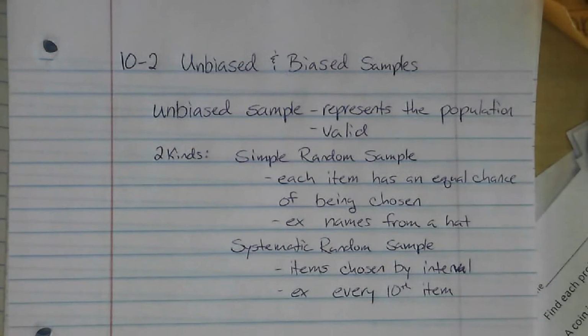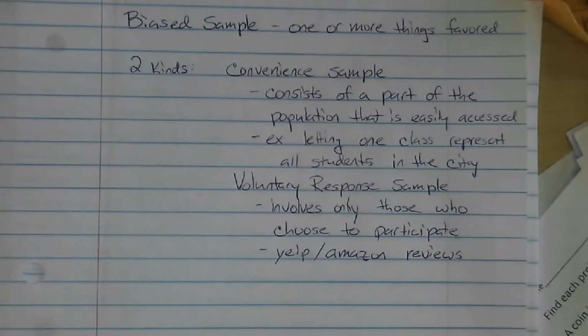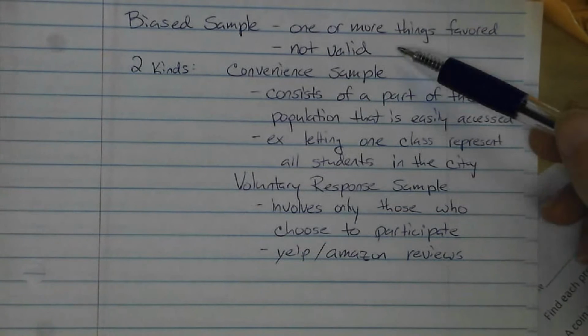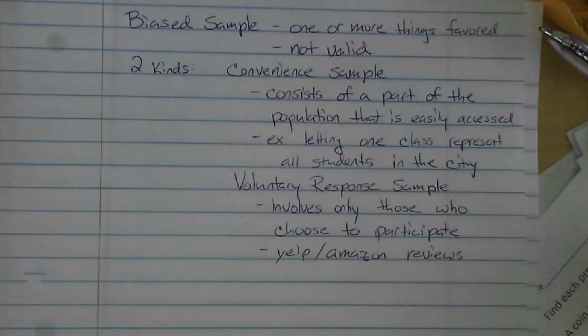Now let's take a look at biased samples. Okay, so next we're going to talk about biased samples. And biased samples are samples where one or more things were favored. Now, these are definitely not things that we like as far as statistics are concerned, and generally we consider these samples to give results that are not valid. Now, there's two kinds of biased samples we want to talk about.